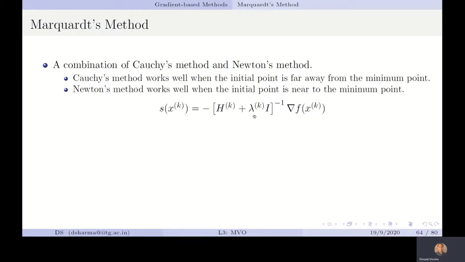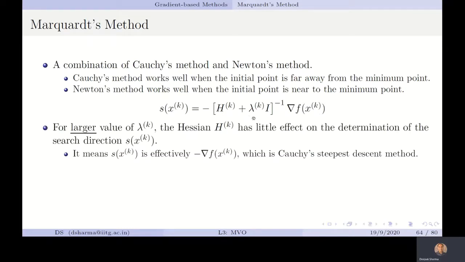Lambda is going to be a scalar value, some real number, which is multiplied with the identity matrix I. So altogether, we make one matrix and take an inverse of it. And this particular matrix will be multiplied with the gradient of the function. So this direction has a significance.